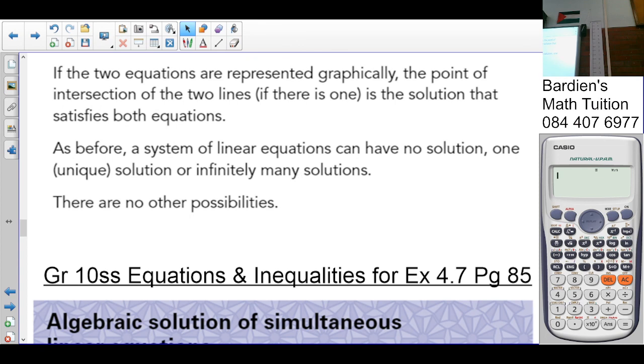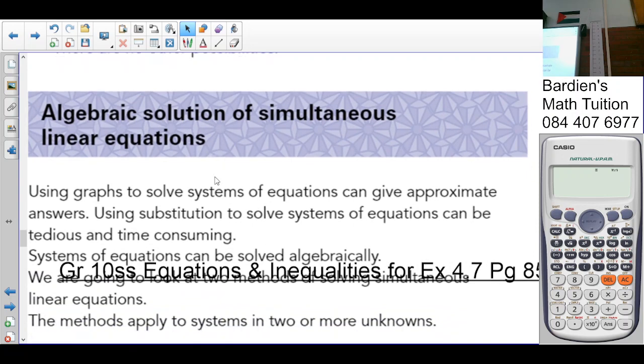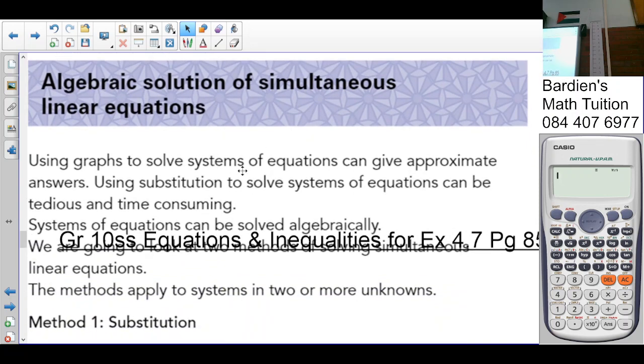Alright, so then tell me there's no other possibilities. Okay. So now we're going to look at algebraic solution of simultaneous linear equations.